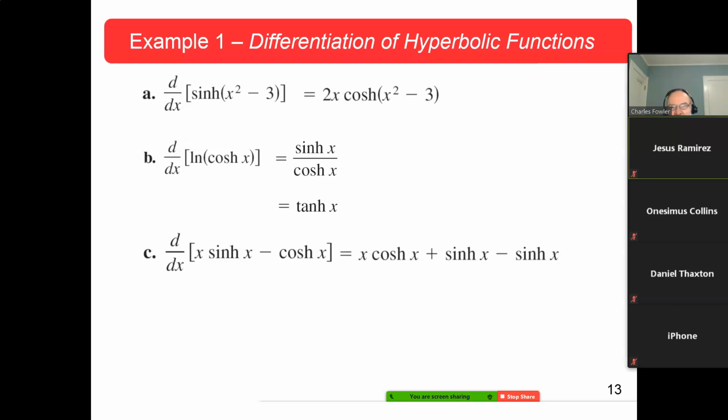Once you know what the derivatives are from that previous table, you just use them. Okay, your other rules, the product rules, the quotient rules, the log rules, the power rules, everything else still works. It's just doing that step that takes the derivative of a hyperbolic. You have to know what they are. Now, because hyperbolic sine minus hyperbolic sine is still 0, this is just x times hyperbolic cosine of x.